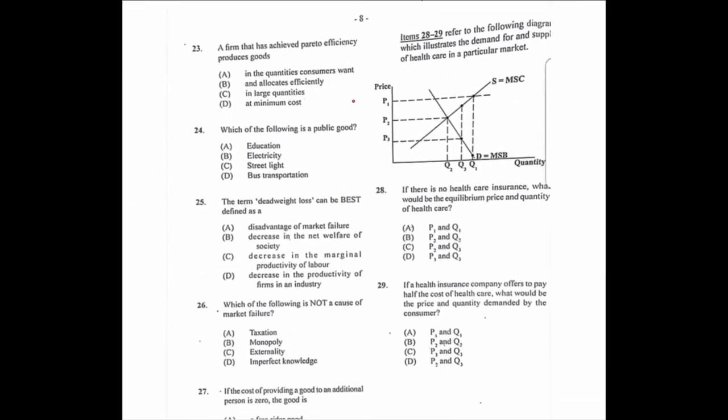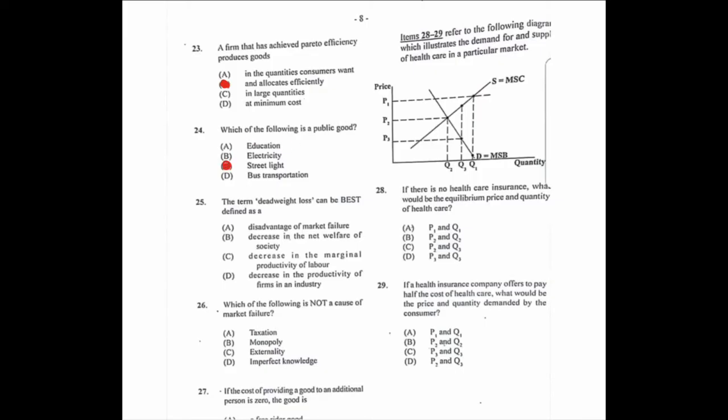A firm that has achieved Pareto efficiency produces goods B and allocates efficiently. They should say allocates resources efficiently, but that is the best answer given out of all of these. This is only productive, this is too vague, and A is just talking about consumer surplus only. And remember, Pareto is when productive and allocative efficiency occurs, so for allocative efficiency, both consumer and producer surplus is maximized.